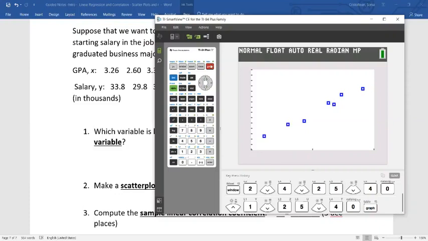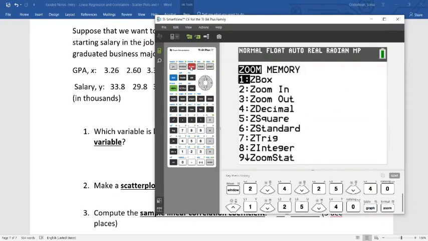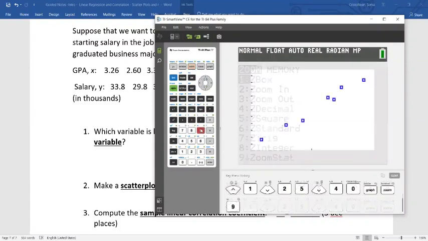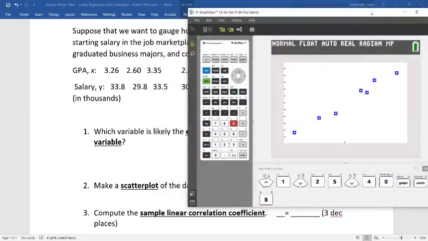Another way to get the graph is to go to zoom. So if you don't want to adjust the window manually, go to zoom and hit 9, zoom 9, or scroll down to 9. And then this will be adjusted right away. So you will see the dots in there, zoom 9, okay? That's kind of a shortcut instead of going through those steps and adjusting the window manually.